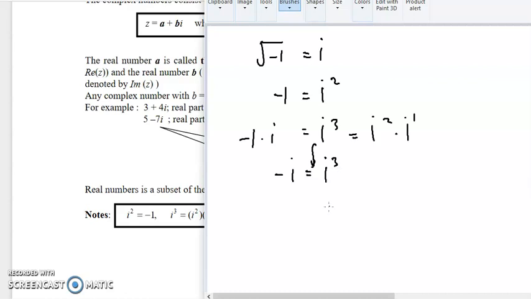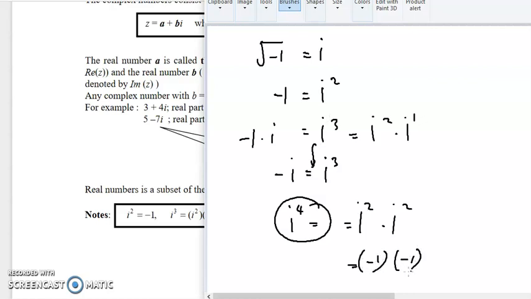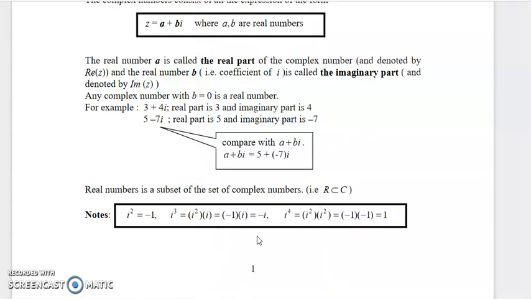Okay, and then the next one, when you have i to the power of 4, what will we have here? So i to the power of 4 will be i squared multiplied by i squared, right? And then i squared is what? i squared is negative 1, so negative 1 multiplied by negative 1, therefore we will have 1. So that's why our i to the power of 4 is equal to 1 here. Okay, just some notes so that you can use it later.